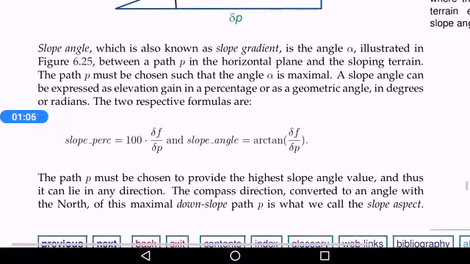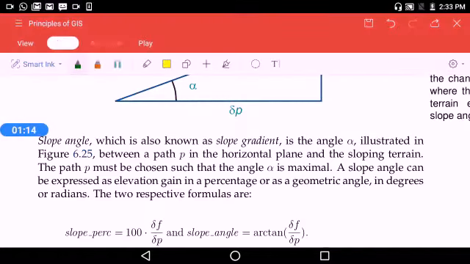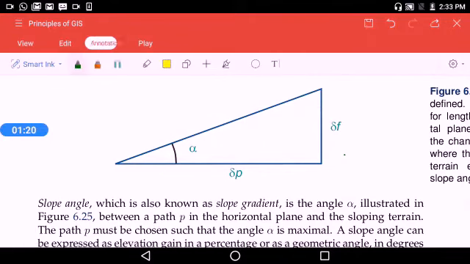So you can see here what is the slope percentage. It is delta F by delta P into 100, so it is delta F upon delta P into 100. Whereas the slope angle is given as arctan of delta F by delta P.